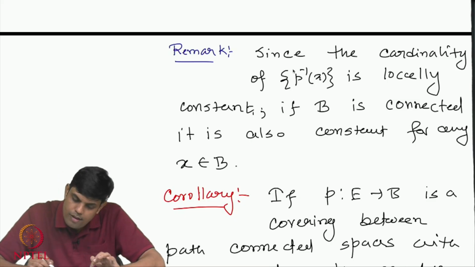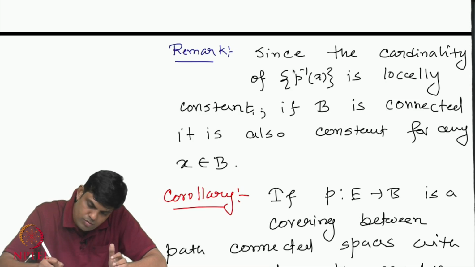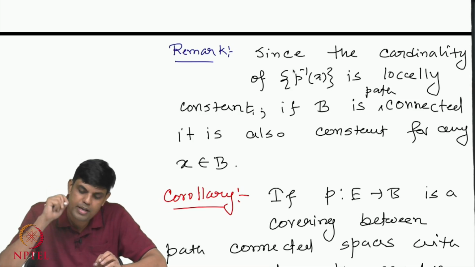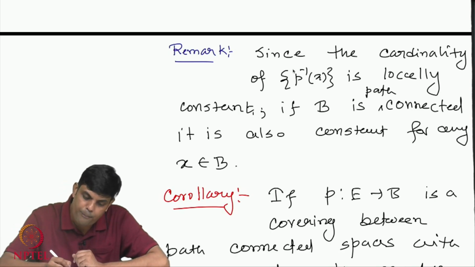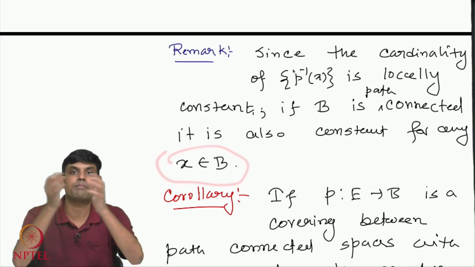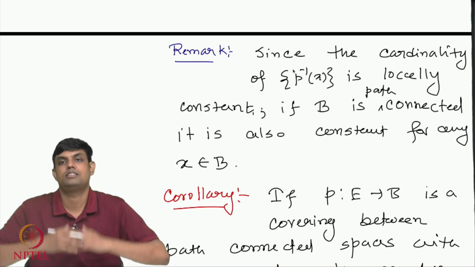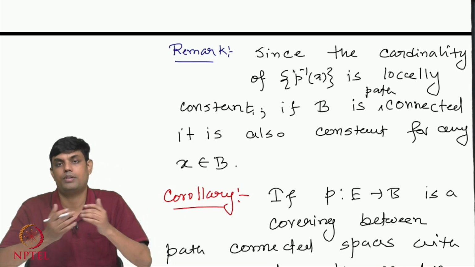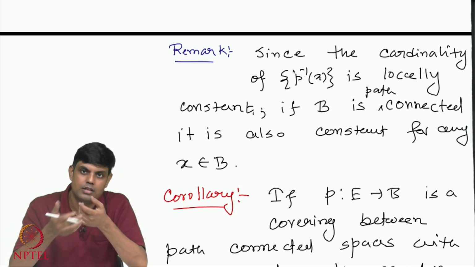In particular, if B is path connected, although it is true for connected also, but let us be specific. If B is path connected, then for every x, P inverse x has the same cardinality, and that is sometimes called the cardinality of the sheets or the number of sheets. If it is finite, we call it the number of sheets. If it is infinite, also sometimes we call it the number of sheets of the covering.